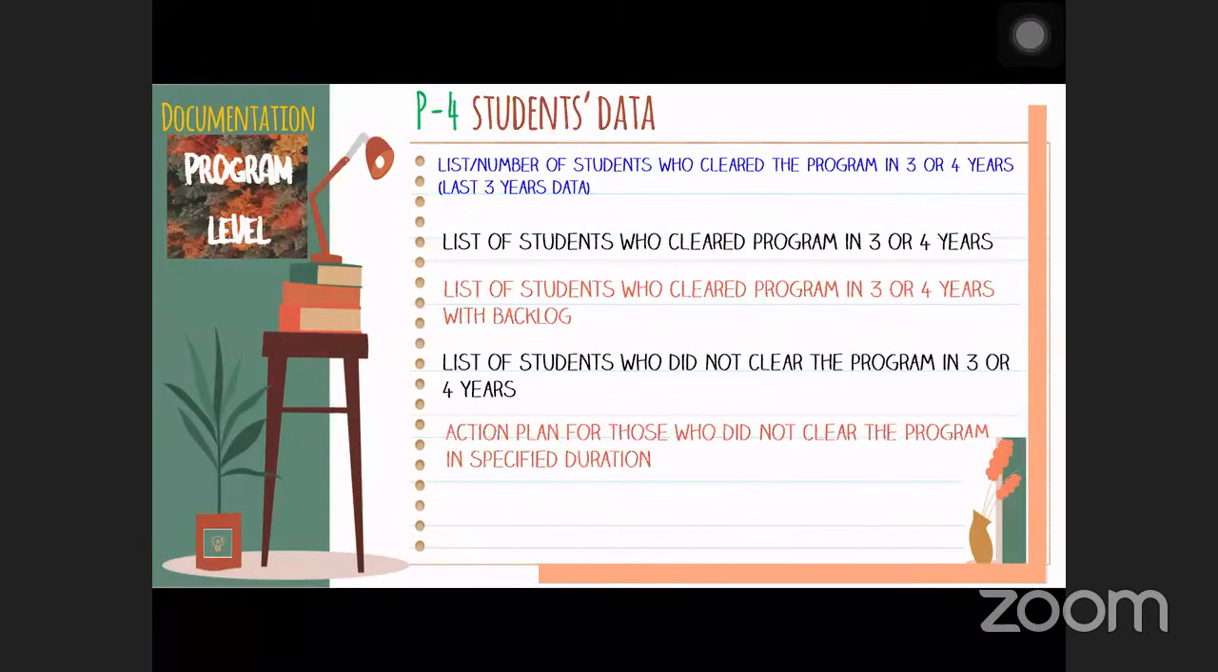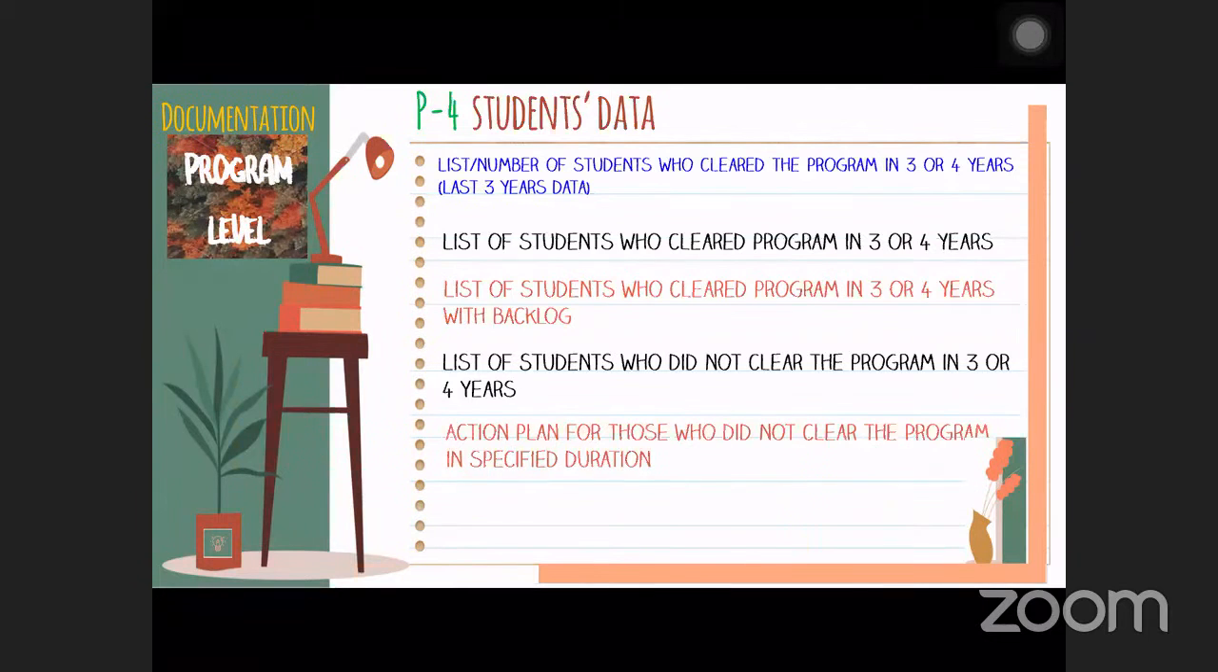And the third list is so important: the students who are not able to clear the program in 3 or 4 years. For those students, the institution must have a certain support mechanism. So what is the action plan for the students who could not clear the program in the specified duration? What did the institution do to encourage them to come back and study again and improve their performance? So that is more important in this file.